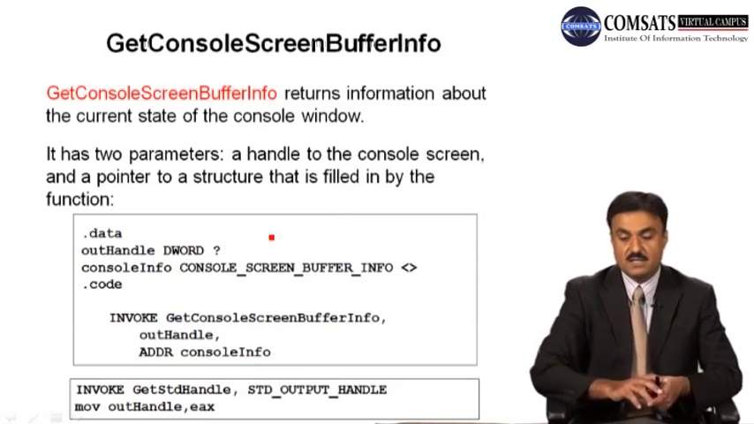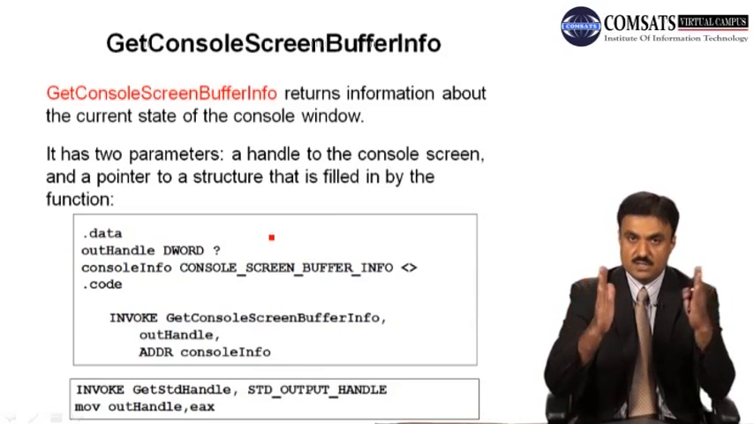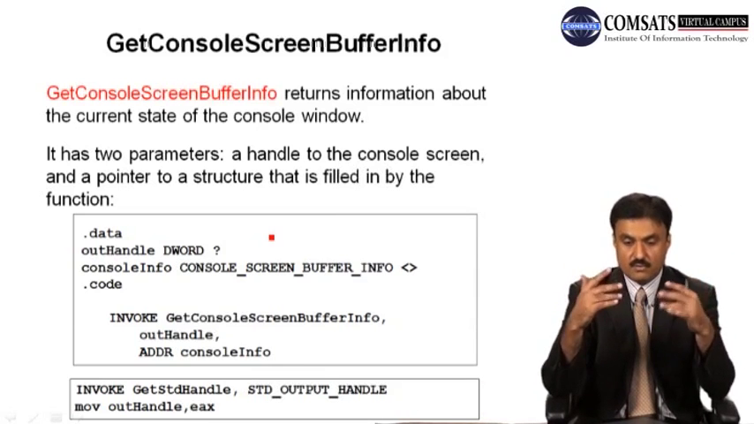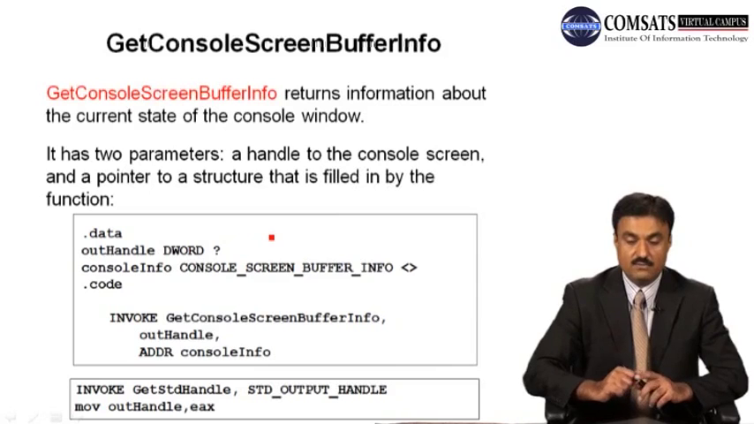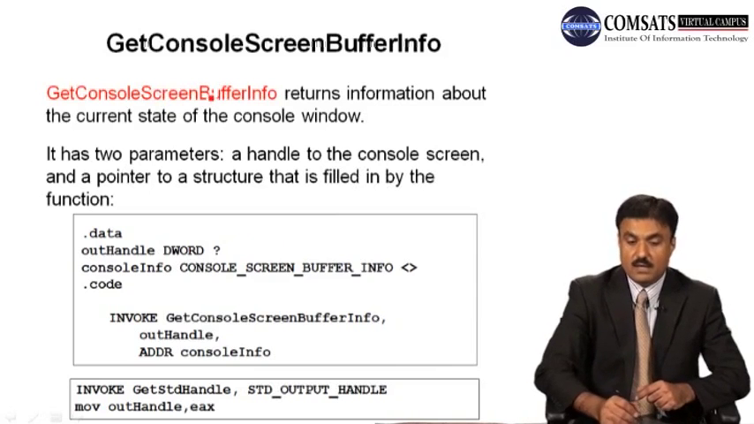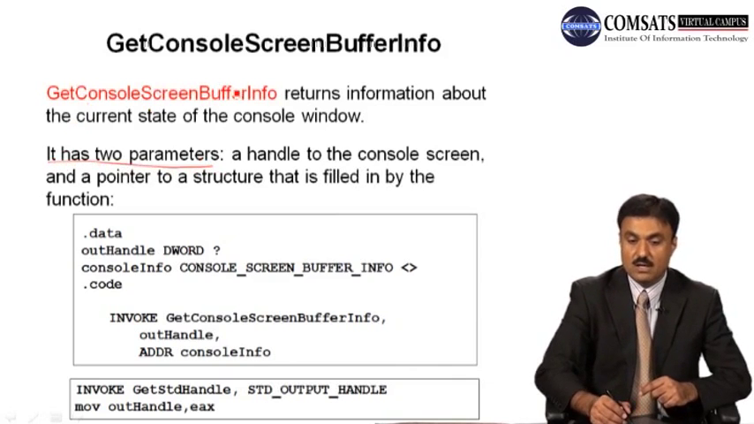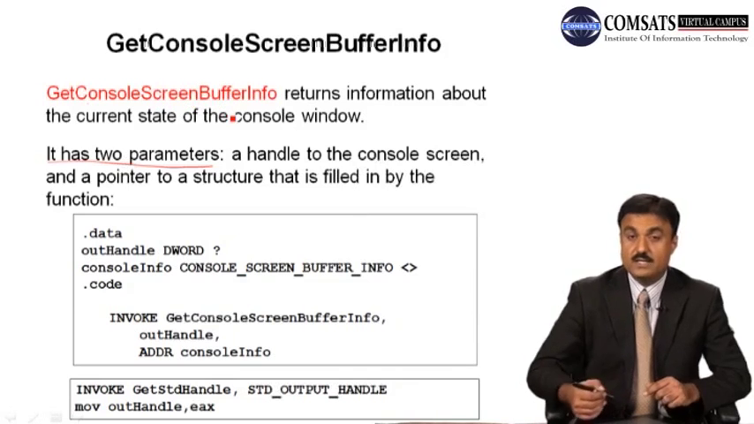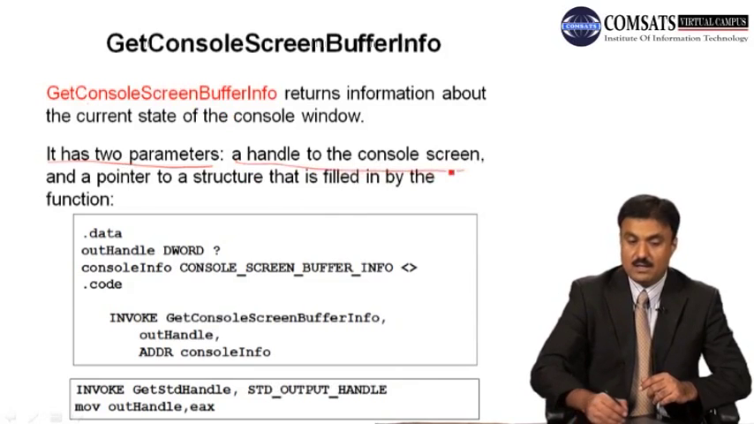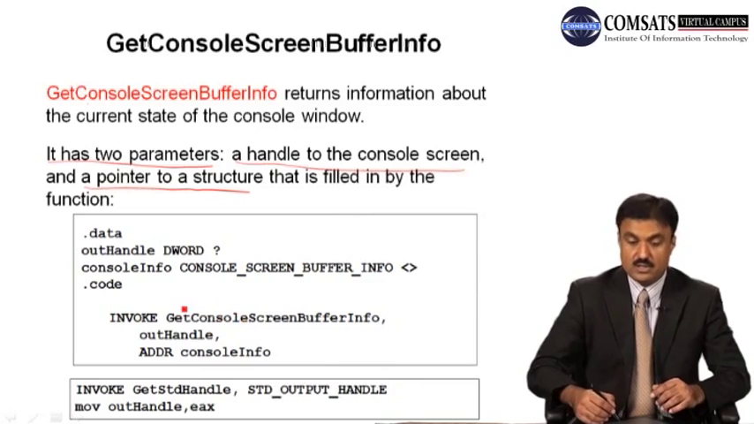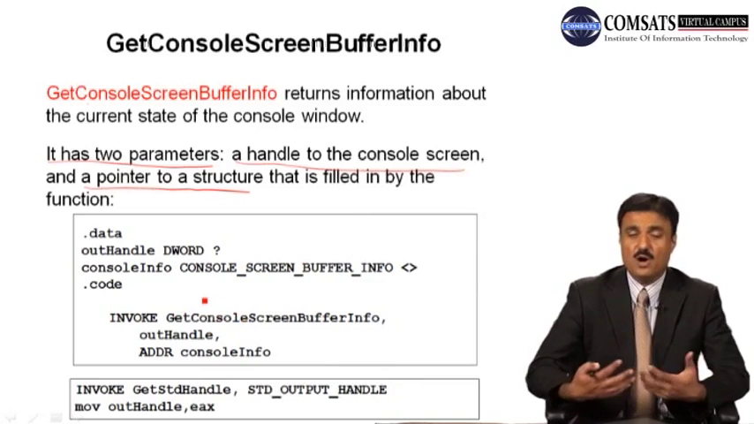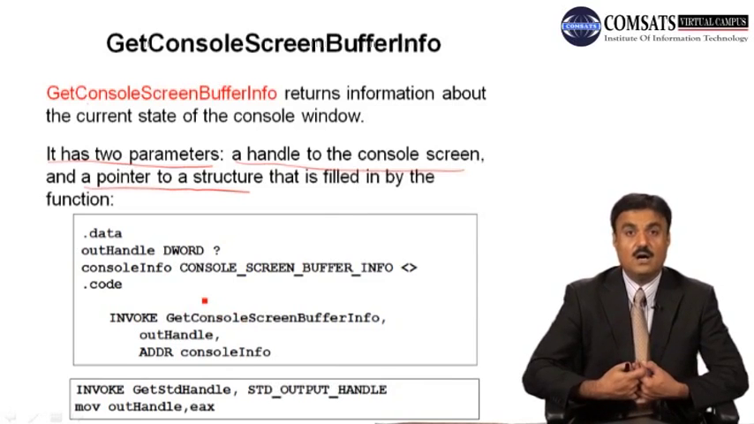if you have minimized or maximized and so on. Minimize means you have reduced the size. So the number of columns and number of rows depends on the size of this window. And it has only two parameters. GetConsoleScreenBufferInfo has only two parameters: a handle to the console screen and a pointer to the structure. Now here there are so many options, so many properties of this window to handle.